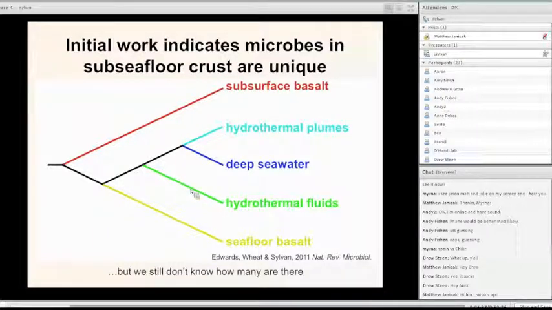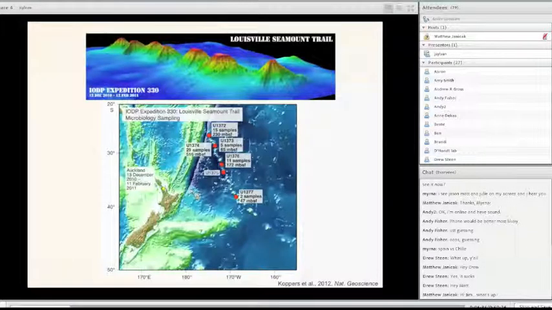So all of that brought me to IODP Expedition 330, the Louisville Seamount Trail. This was a cruise that I joined as a microbiologist that went out from December 2010 to February 2011, during which 5 or 6 seamounts along the Louisville Seamount Trail were drilled by the JR, I'm sorry, the JOIDES Resolution.